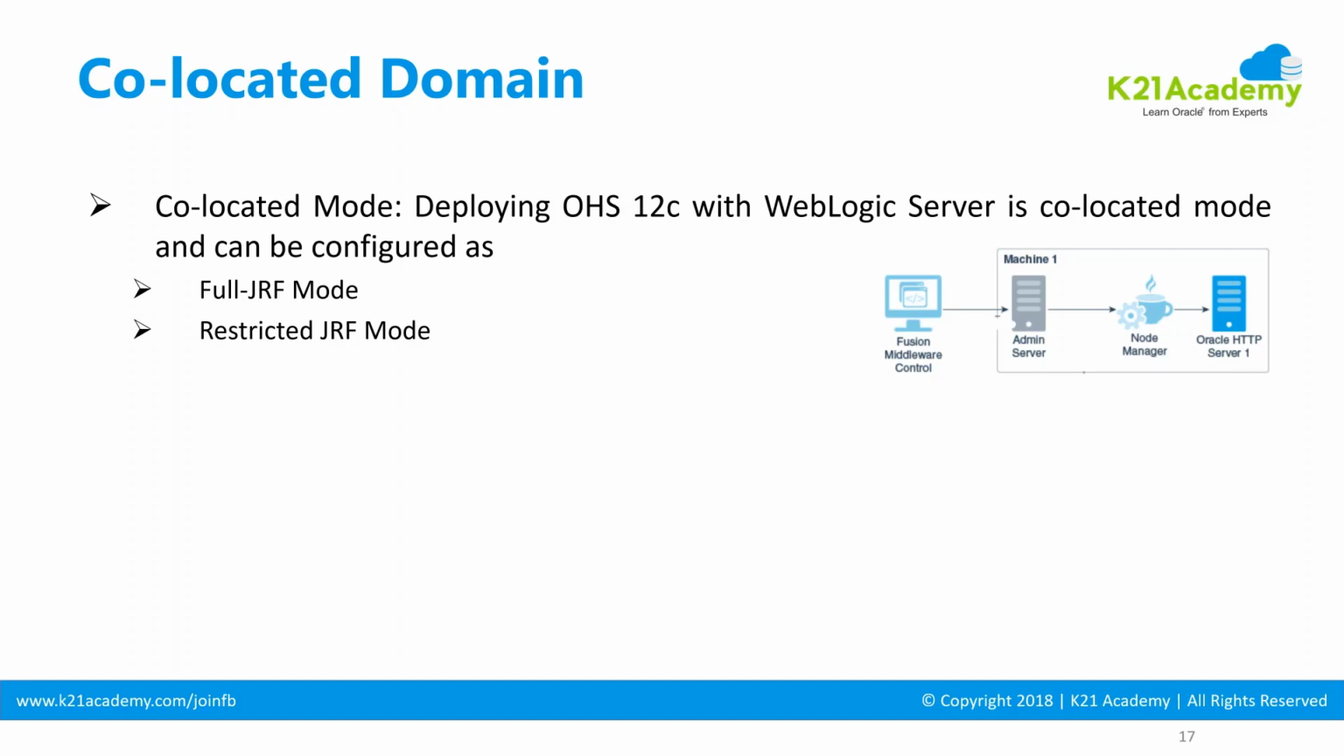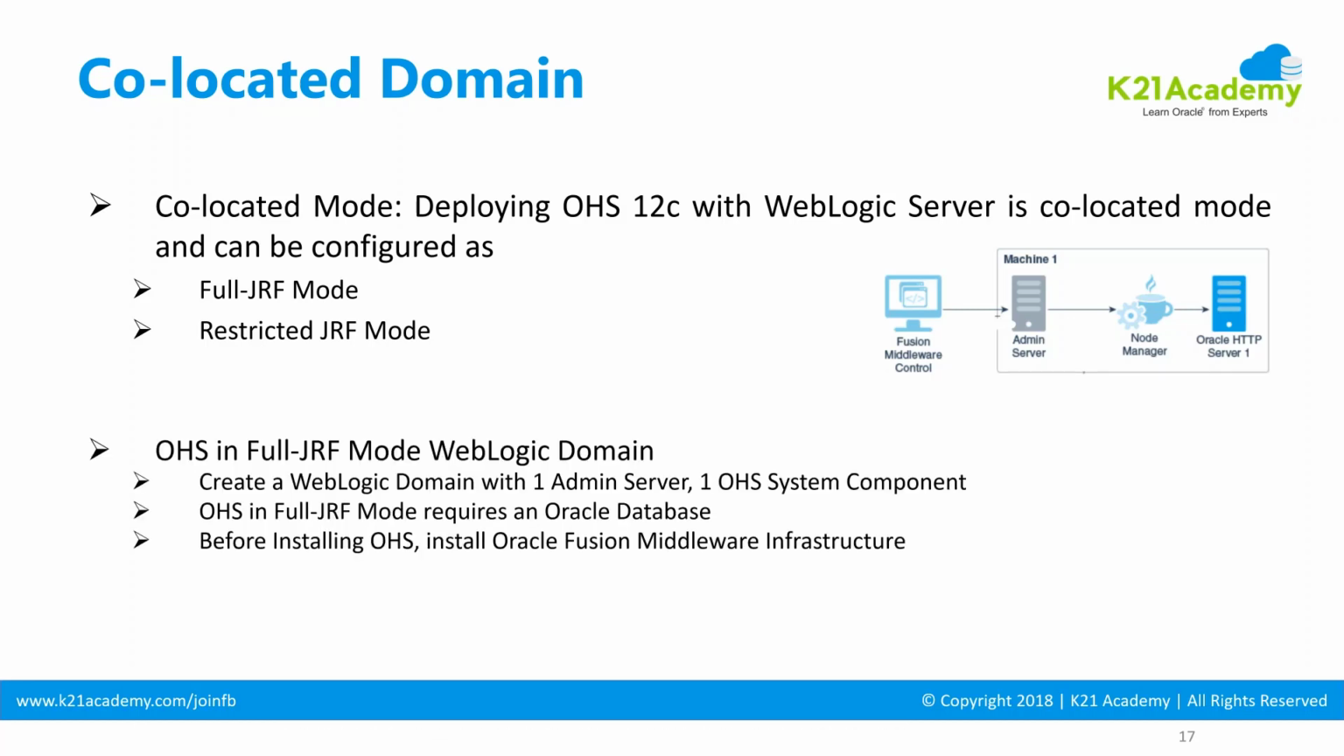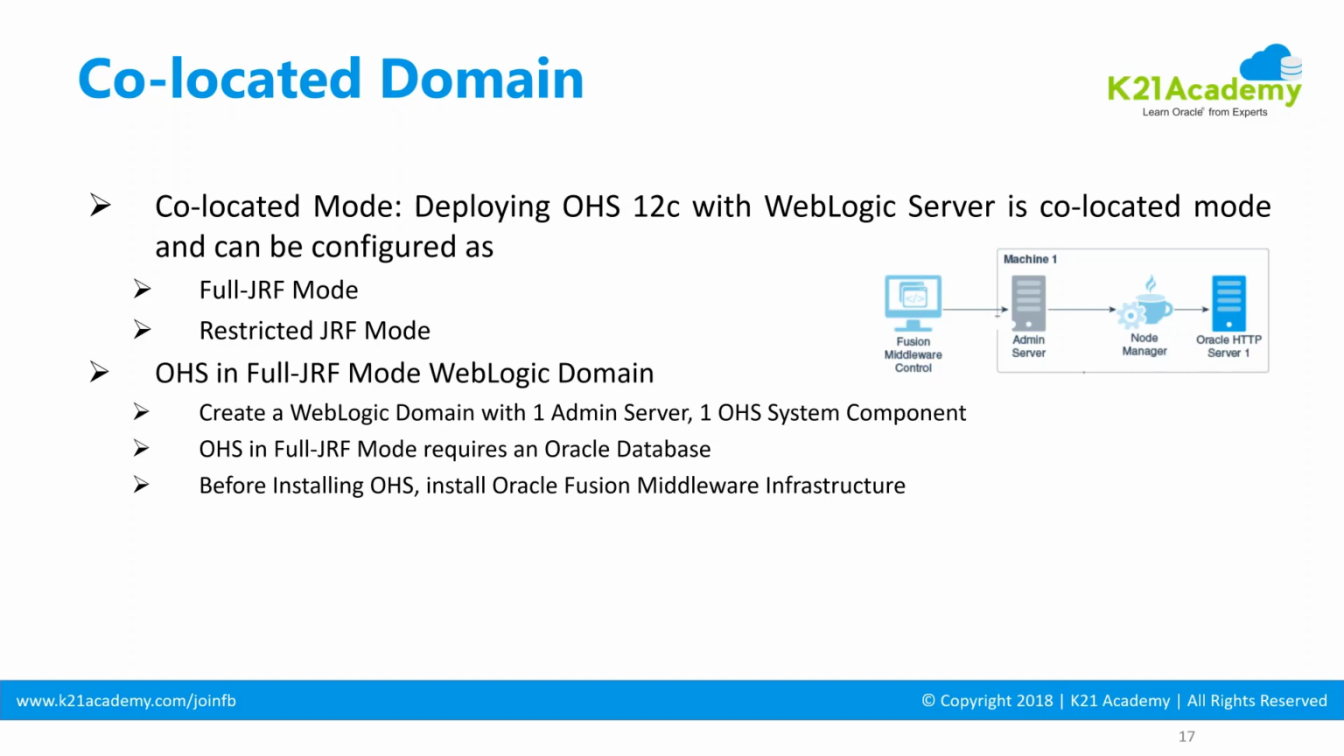Then you have the co-located domain, and the co-located domain again comes in two flavors. You can do a full JRF mode, or you can have a restricted JRF mode. I'm going to cover what is meant by full JRF mode and restricted JRF mode as well in a minute. So when you configure Oracle HTTP Server, you can say, I want to configure HTTP Server in the co-located domain model, and within the co-located domain model, I want full JRF, or I want restricted JRF. In both cases, you get a domain with an admin server as well as a system component, which is Oracle HTTP Server. So you get a WebLogic domain with one admin server and one OHS system component.